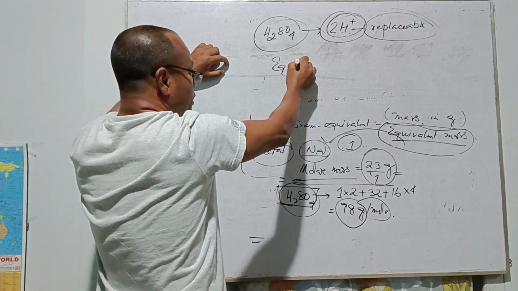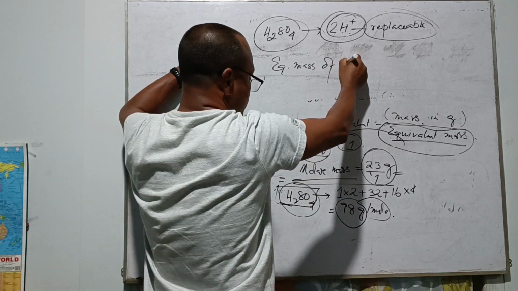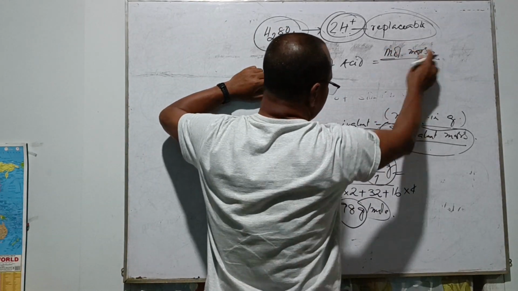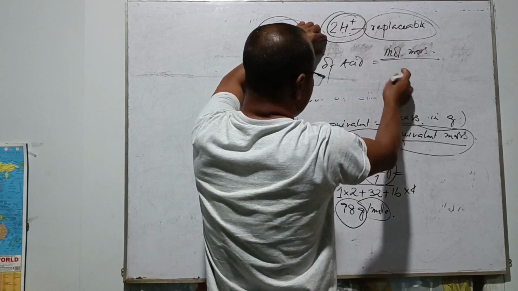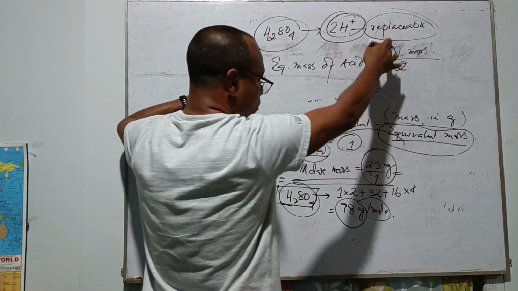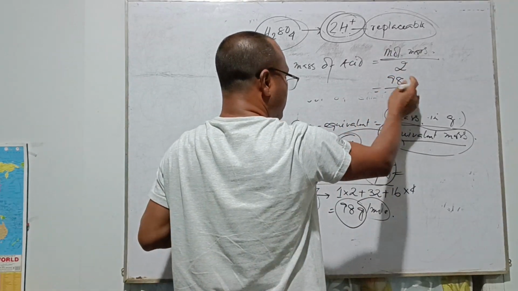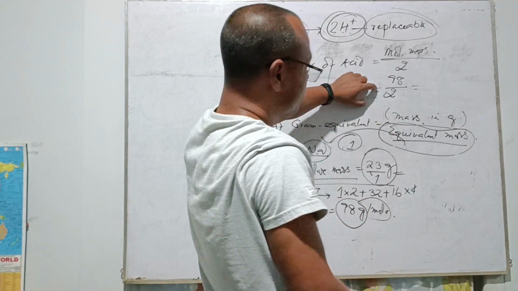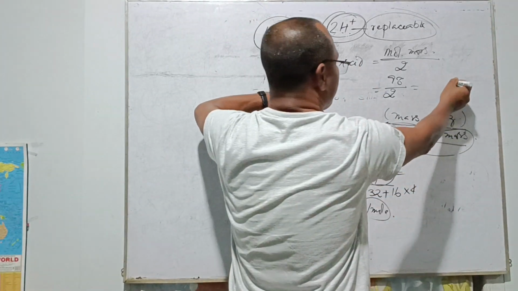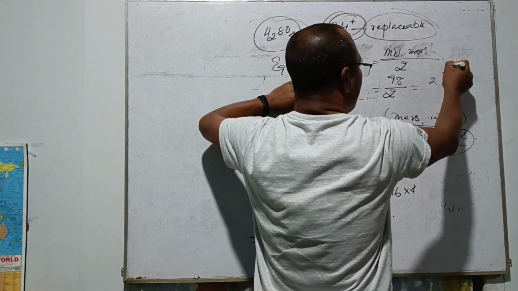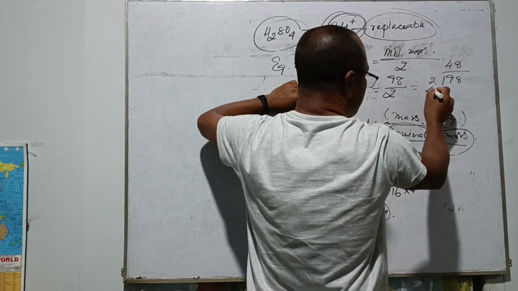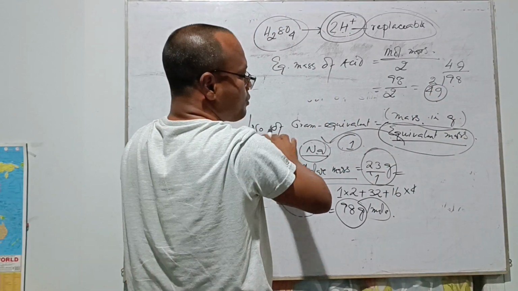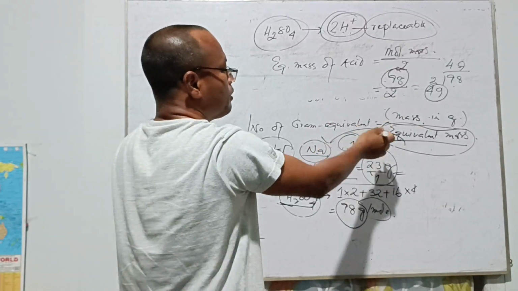So when we calculate the equivalent mass of an acid, how do we calculate? It is the molar mass of the acid divided by the number of replaceable hydrogen ions. In the case of sulfuric acid, that is 2. The molecular mass of sulfuric acid is 98, divided by 2. 98 divided by 2 is 49. That means 49 is the equivalent mass of sulfuric acid, and 98 is the molecular mass of sulfuric acid.